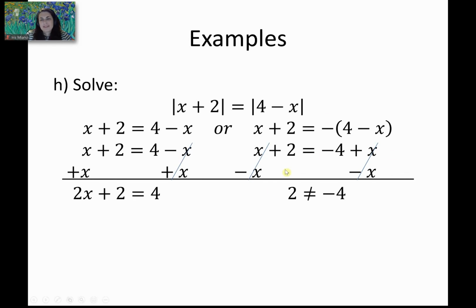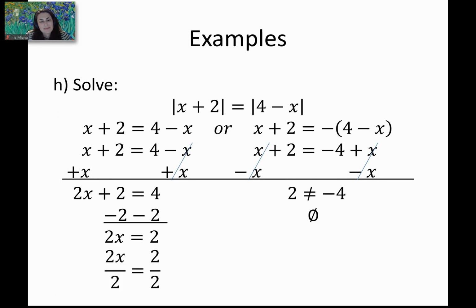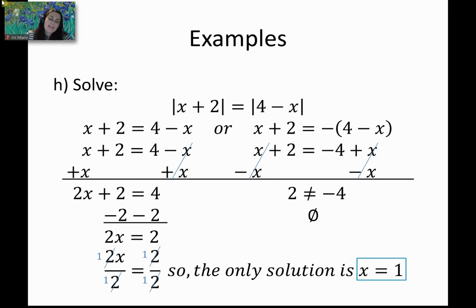Notice that something interesting happens on the right-hand side over here. We have reached a contradiction. All of our variables canceled themselves out, and we came across an impossibility here, right? 2 equal to negative 4? I don't think so. Put a slash through that and say that there's no solution over here on this case. But now let's continue to solve the equation on the left-hand side. We'll subtract 2 from both sides. We will divide both sides by 2, and then we will say that there is one solution, and it's that x equals 1 from this first case over here.